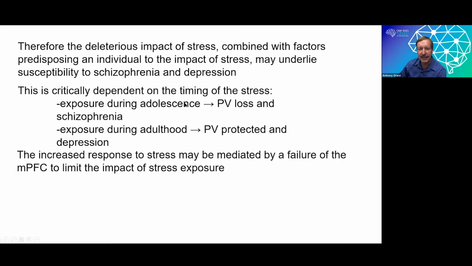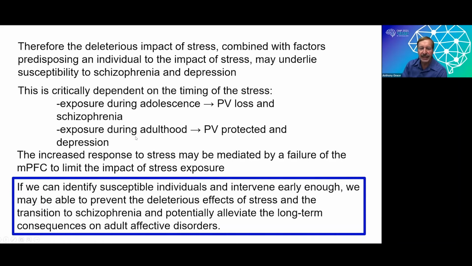If you're protected during adolescence, you get depression. If you're not protected, you're more likely to get schizophrenia. If we can identify susceptible individuals based, for example, on early life tests for stress responsivity, and if we can intervene early enough, we might be able to prevent the deleterious effects of stress and the transition to schizophrenia, and potentially alleviate the long-term consequences in adult affective disorders and schizophrenia.